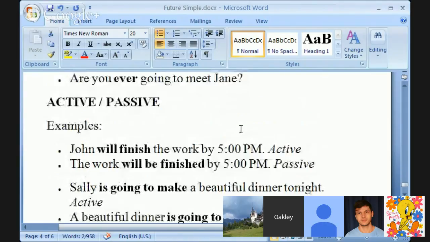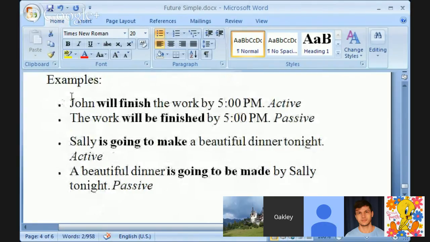Let's take a quick look at fun with passives. We get 5 more minutes. Let's play around with this. Okay, the 2 different verb forms. John will finish the work by 5 p.m. Okay, active. The work will be finished by 5 p.m. Notice we don't even care that John did it. Notice the construction. We keep the auxiliary will, then be.